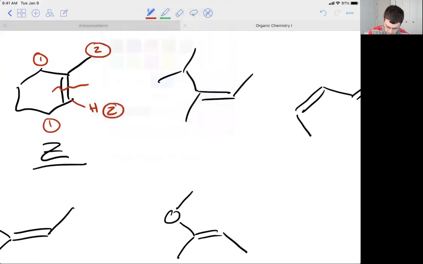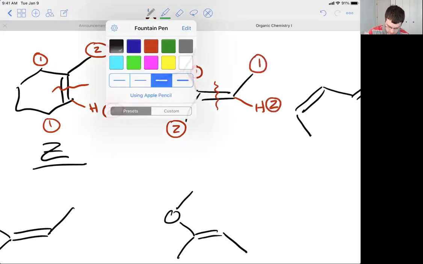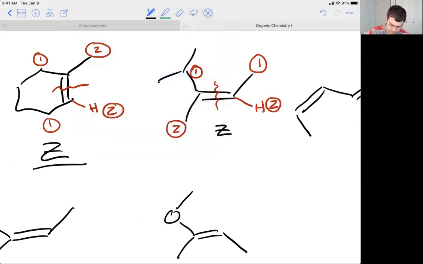Now we move on to the next one. So we cut this in half. The big isopropyl group gets 1, the little methyl group gets 2. But on the right side, we have a hydrogen, which always gets 2 compared to the methyl group, which gets 1. This again looks to be Z.